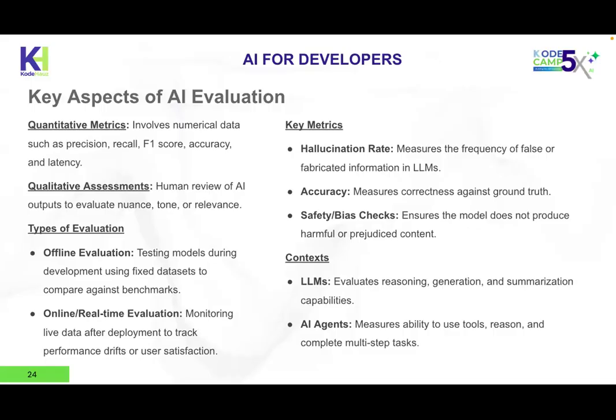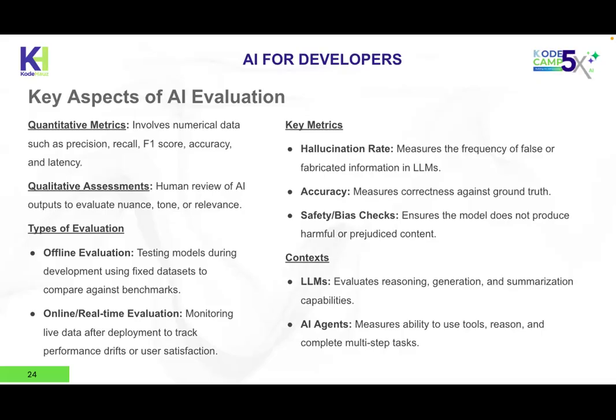Okay. Then online or real-time evaluation is evaluation that you do while the agent is running online. People are using it. So in that situation, what you are doing is that you are monitoring the live data that is coming in and out. And then based on that live data that is coming in and out, you use it to track performance drift or user satisfaction. So we are going to see how we do both of them.